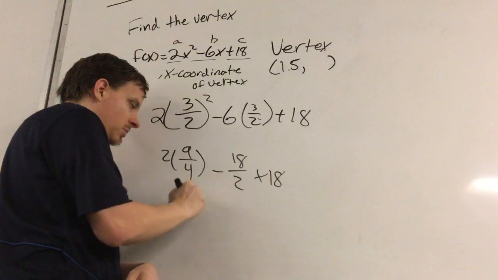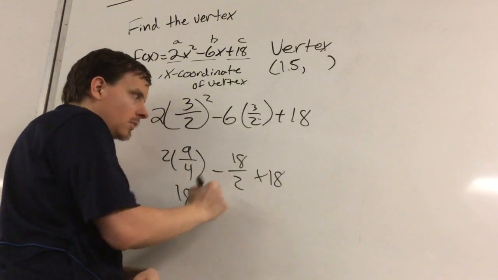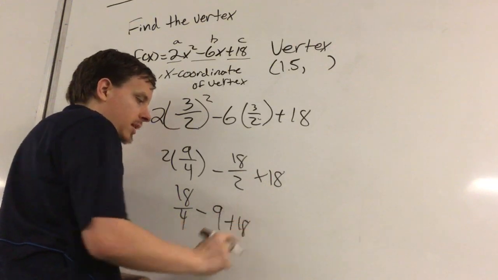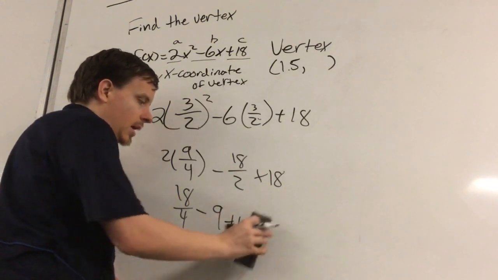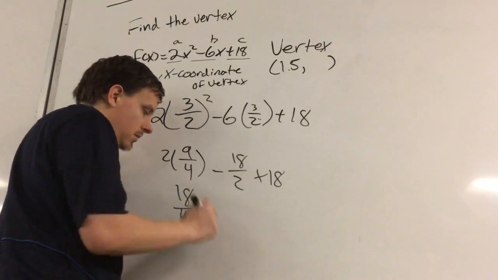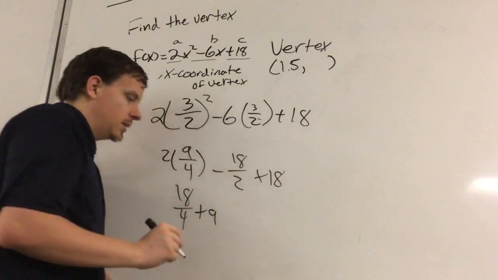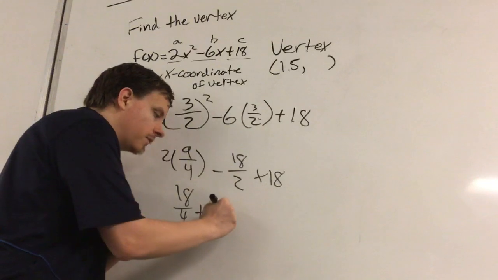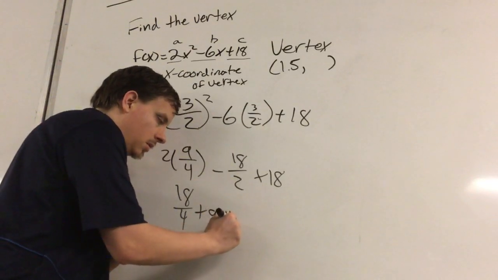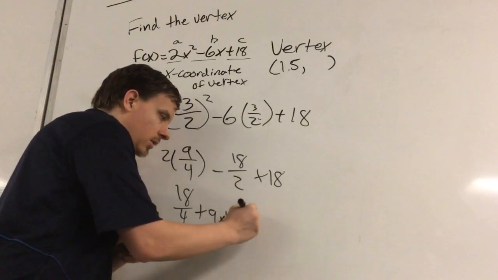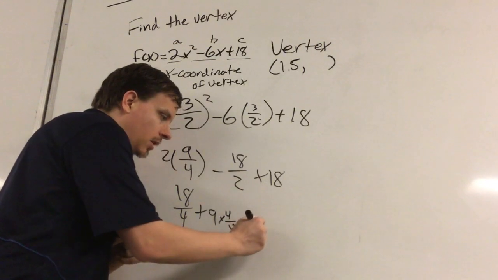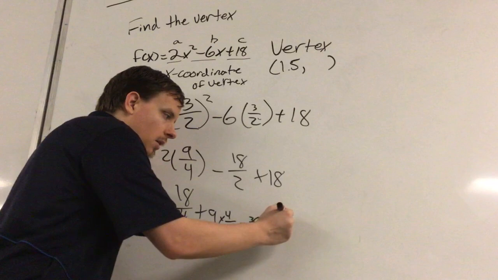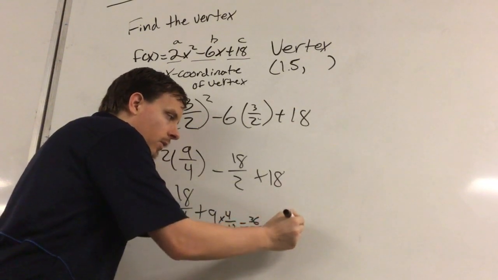2 times 9/4 gives me 18/4. 18 over 2 gives me a minus 9, and I have plus 18. 18 and minus 9 make a plus 9. And then to add them, we need a common denominator, so I multiply this by 4 over 4. That gives me 36 over 4. So I'm adding 18/4 and 36/4, which gives me 54/4.